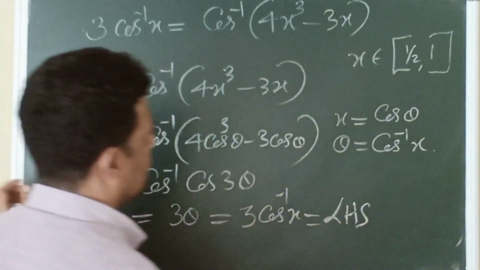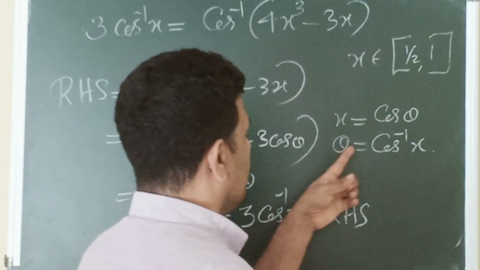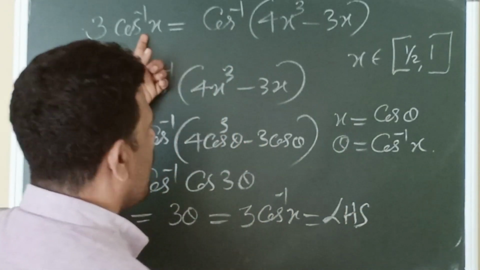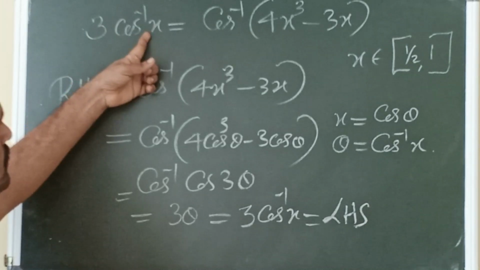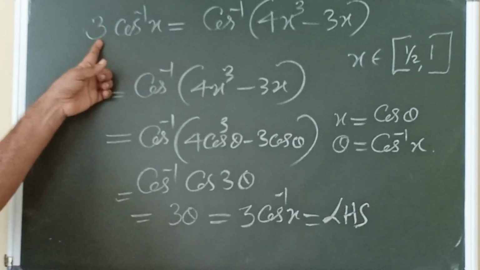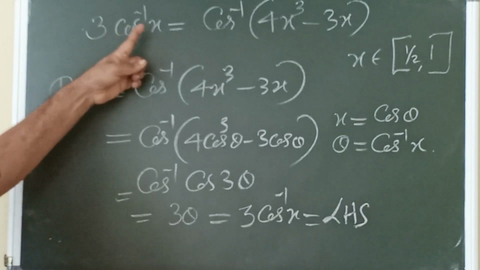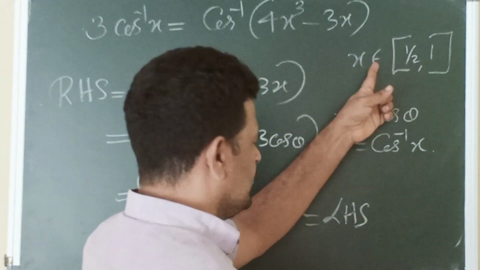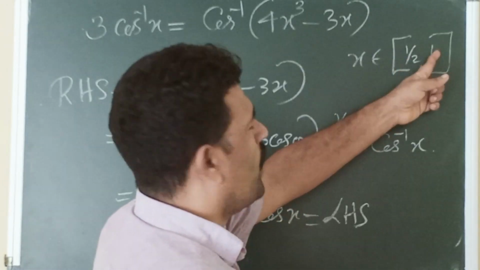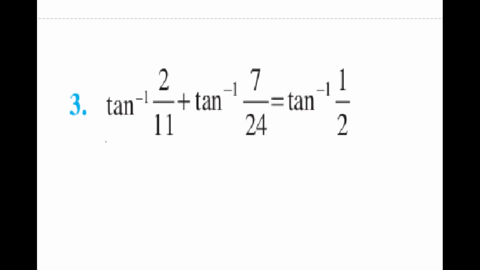Here we can see that 3 cos inverse x lies between 0 and pi, including both. Therefore, cos inverse x is between 0 and pi by 3. Hence, x is in the closed interval 1 by 2, 1. This is the condition.